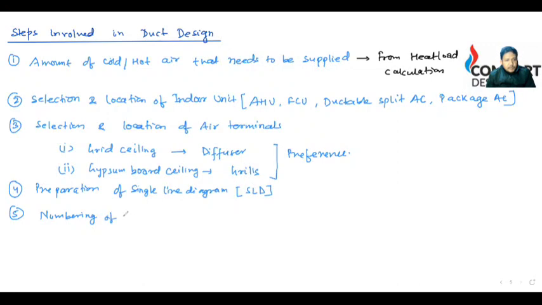Numbering of network developed. Whatever network has been developed, we will use it. Both the ceilings are almost the same, but in grid ceiling it will be for the entire ceiling, while in gypsum board ceiling it would be using only some part of the ceiling. Numbering of network developed.